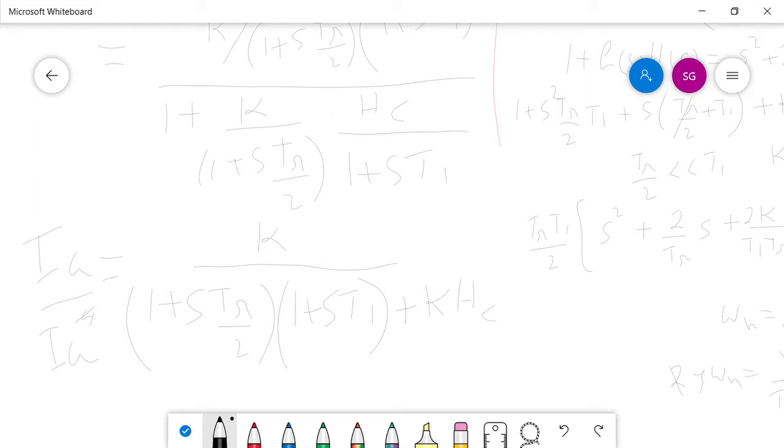We can reduce the order of the system. This second order system could be approximated as a first order system. You can see these two time constants, one is Tr by 2 and this is T1. They are nearly two poles, and one of those poles is a very small quantity, so we can neglect this. So from here 1 plus STr by 2 could be neglected.